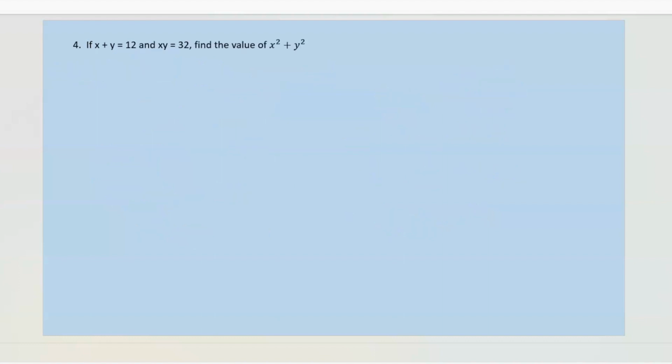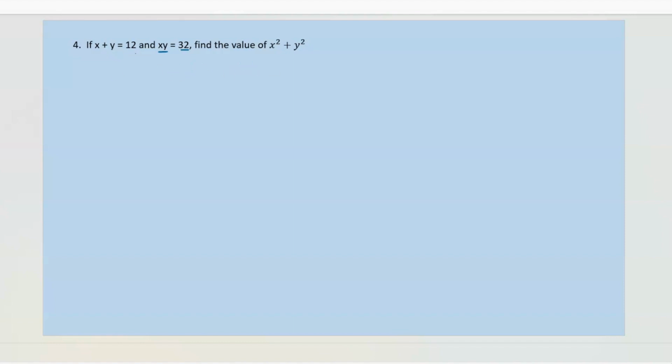Okay, so moving on to the next question. If x plus y equals 12 and xy is 32, find the value of x squared plus y squared. So this is a bit different from what we did for the past 3 questions. If we're just using our normal little brain, we're just going to do xy, right? The first factors that pop into my head for 32 are 8 and 4, right? 8 times 4 equals 32.